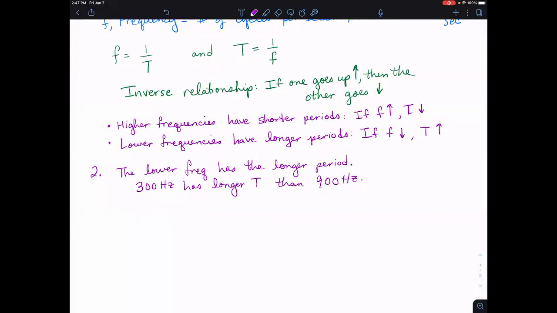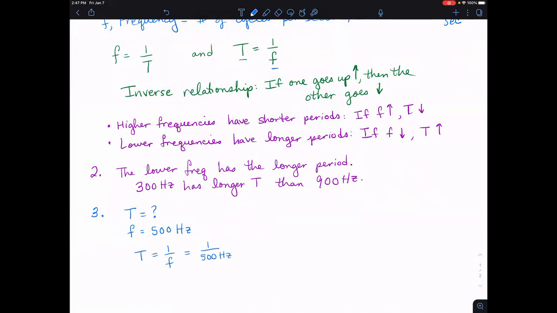Number 3 is actually asking you to find the period. It says, what is the period, T being our question mark, of a 500 hertz tone? So F is equal to 500 hertz. I'm looking for T and I'm given F, so I'm going to use that version there: T equals 1 over F.